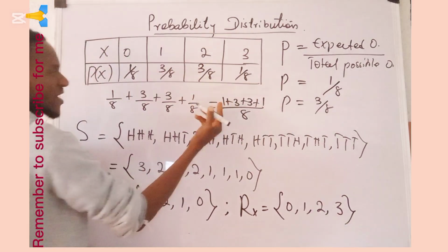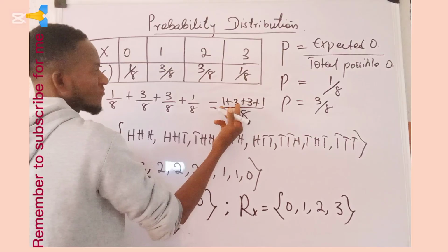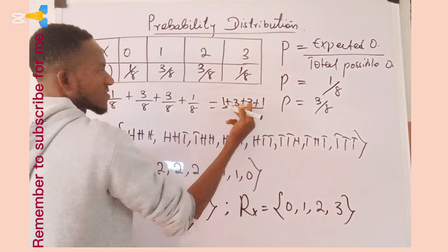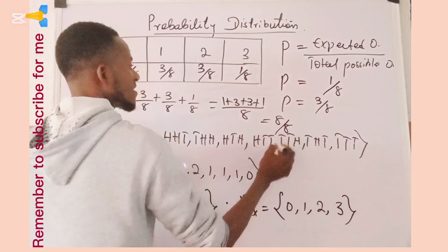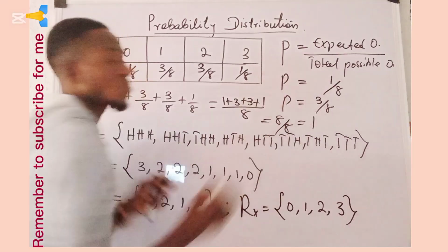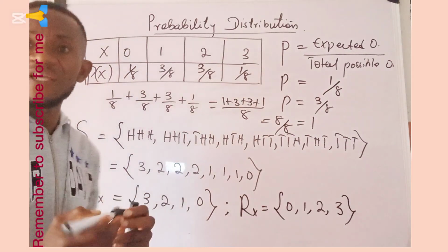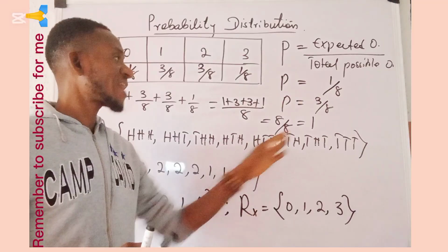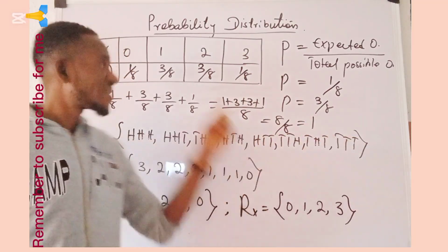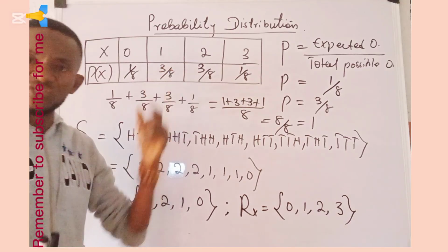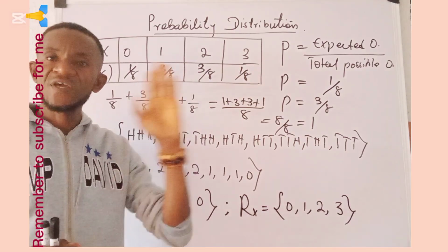Let us come to the numerator. 1 plus 3 is 4. 4 plus 3 is 7. 7 plus 1 is 8. And this will give me 8 all over 8. And 8 over 8 will give me 1, because 8 divided by 8 is 1. For the fact that I've arrived at the sum being 1, I can go ahead to say that this is the probability distribution of the toss of 3 fair coins.